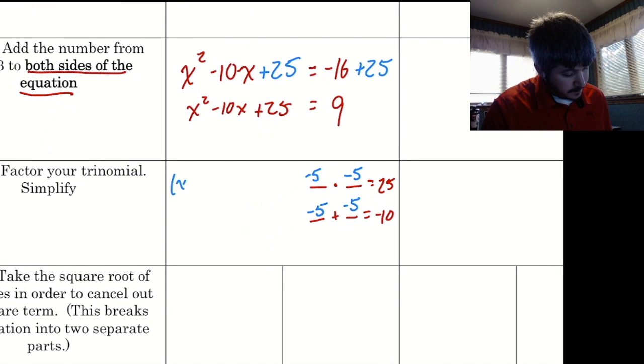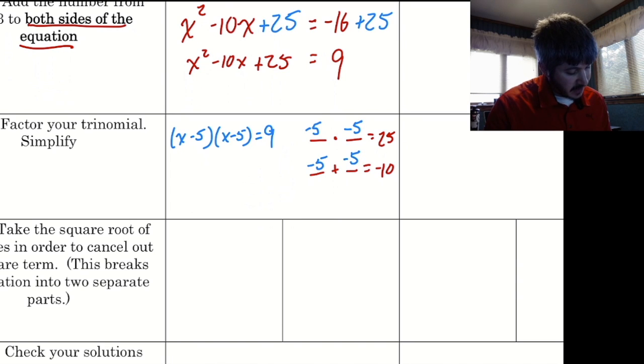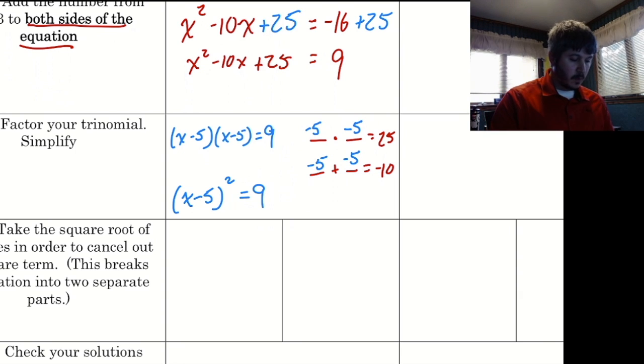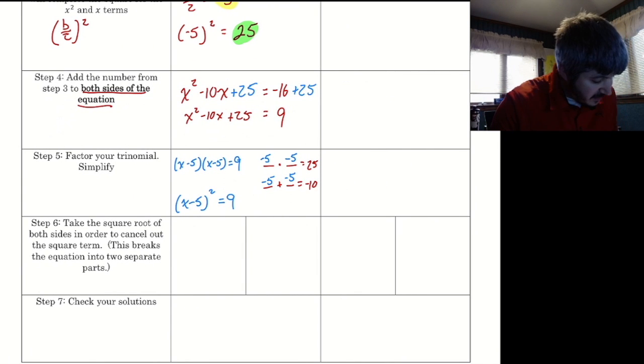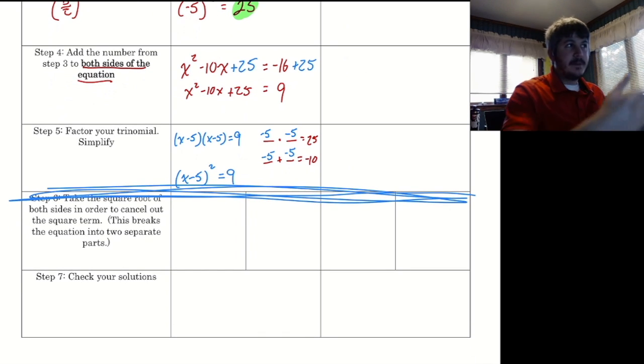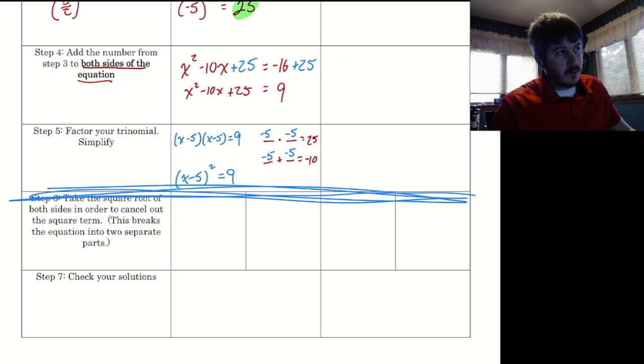So this becomes x minus 5 equals 9. And just simplifying it, it's x minus 5 squared equals 9. Which, for the sake of what we're doing, this is what you need to be able to do up to. The bottom two is going to be the part where, if you were in algebra, you would likely then start solving these equations.